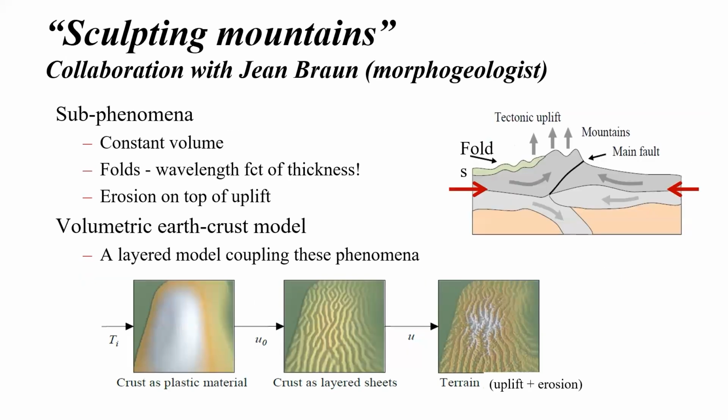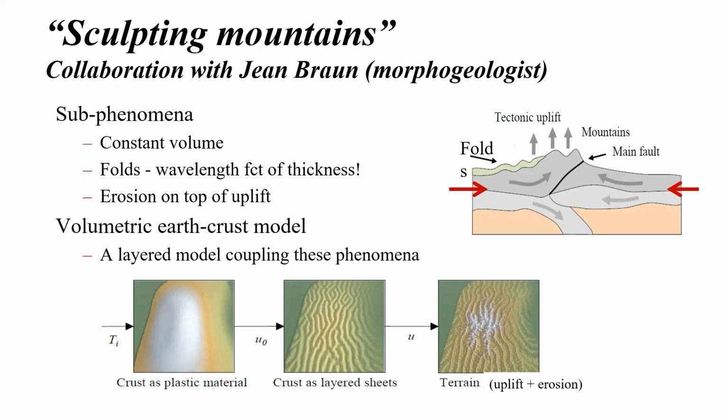So to solve the problem, we use exactly the same philosophy of layered model as for hair animation. The three sub-phenomena that we identified is that, roughly speaking, this Earth crust deforms at constant volume, and this is why it rises. So first thing is constant volume, and this is the first sub-layer that we use. Second thing, we have the folds that depend on the wavelength, okay?